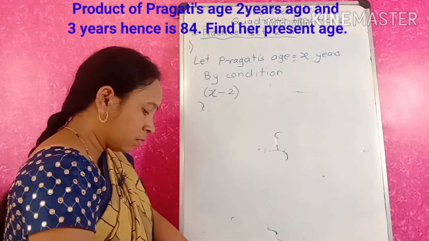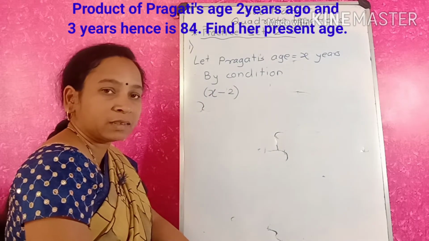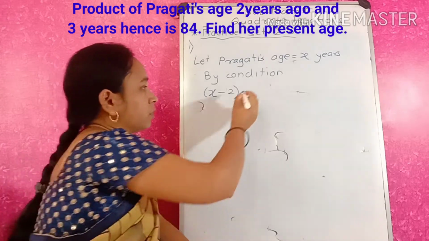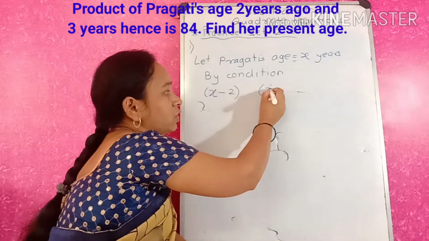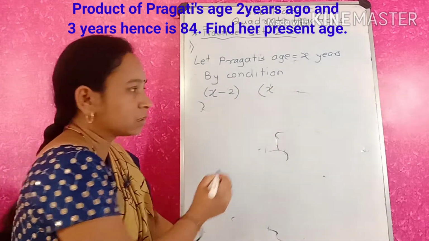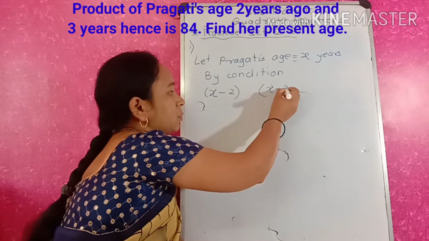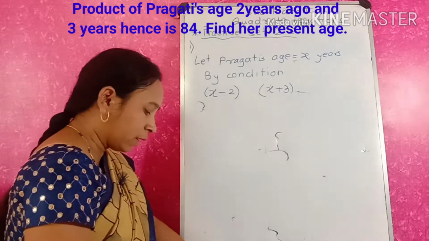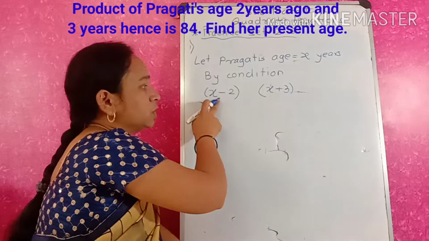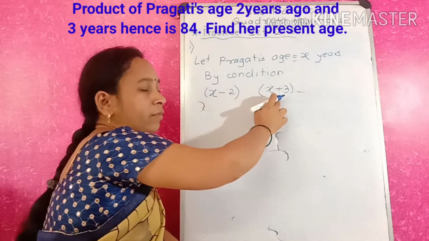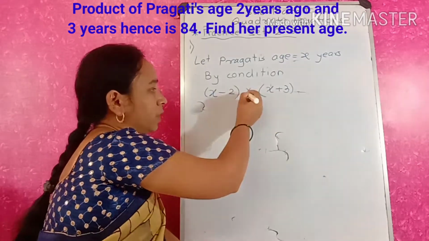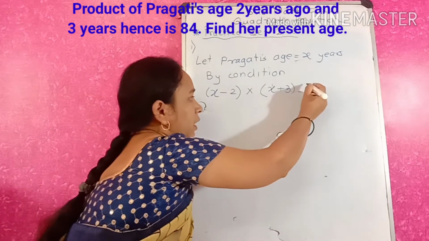And 3 years hence. 3 years hence means 3 years after. So 3 years after means now she has x years, so 3 years after would be x plus 3. What I have said, product of these two, 2 years ago and after 3 years, product of them is equal to 84.